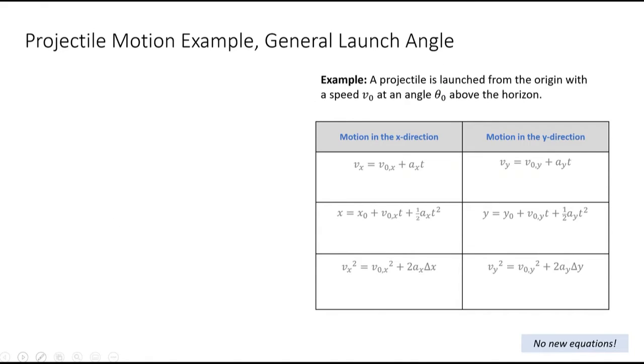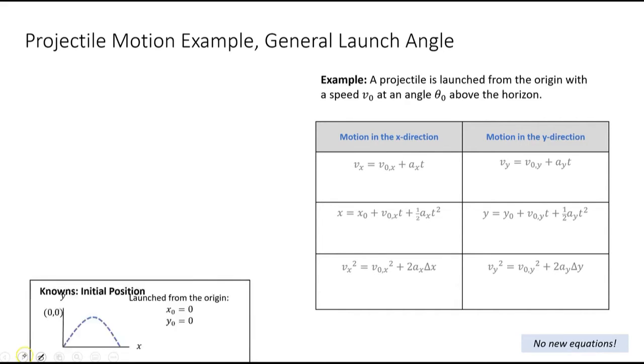Okay, so let's look at another example of a projectile motion type of problem statement that you might be given, and let's practice pulling out known information from this problem statement. So here, as an example, we're told that our projectile is launched from the origin with a speed v naught at an angle theta naught above the horizon. Okay, so that doesn't sound like it's a lot of information, but it really is.